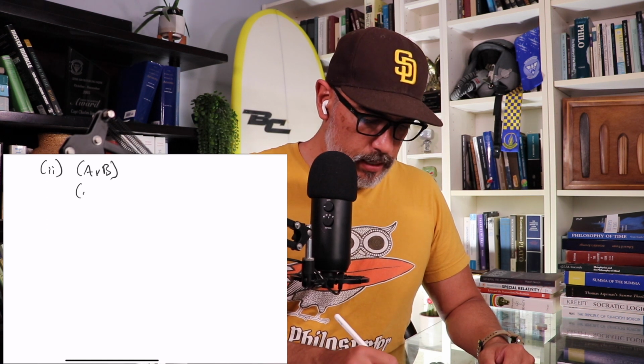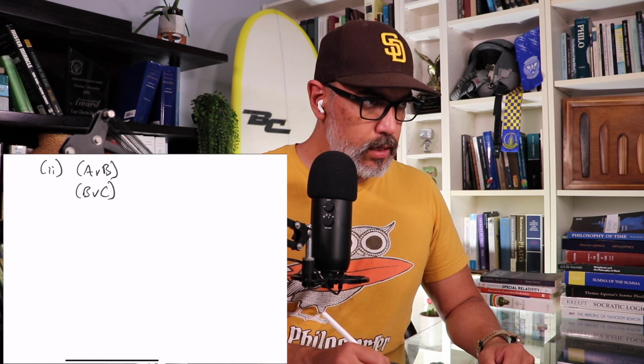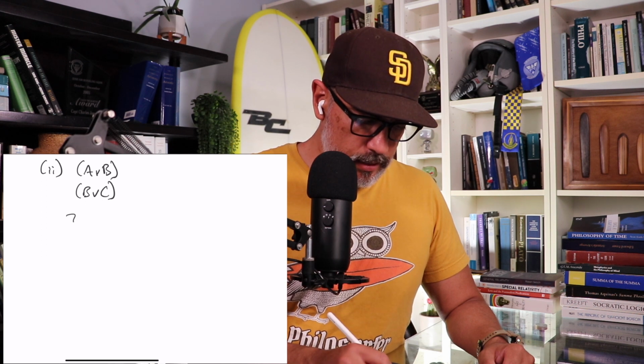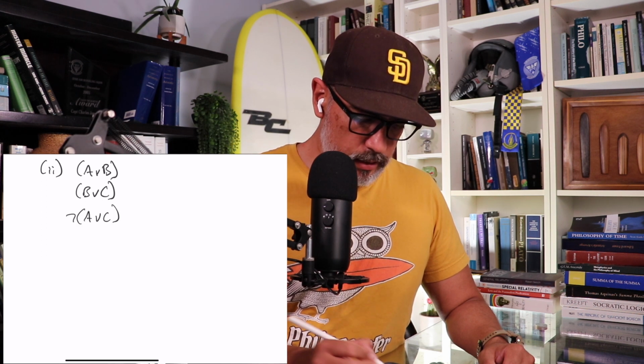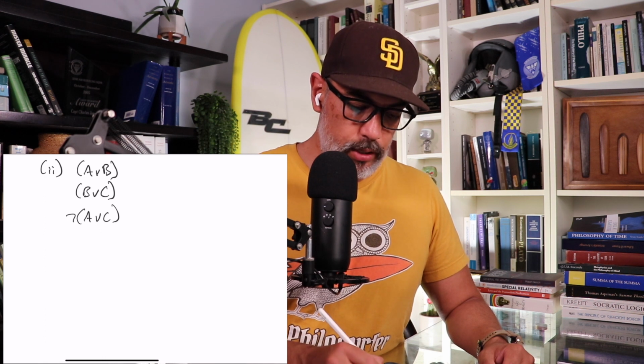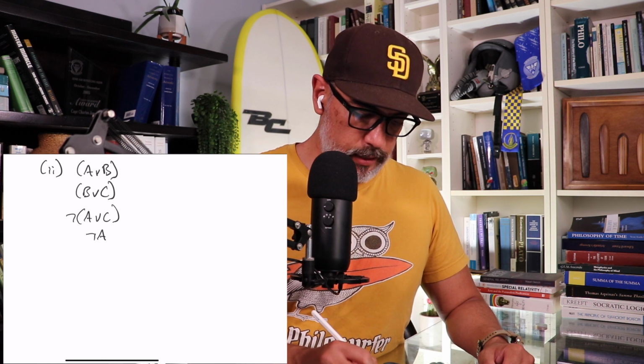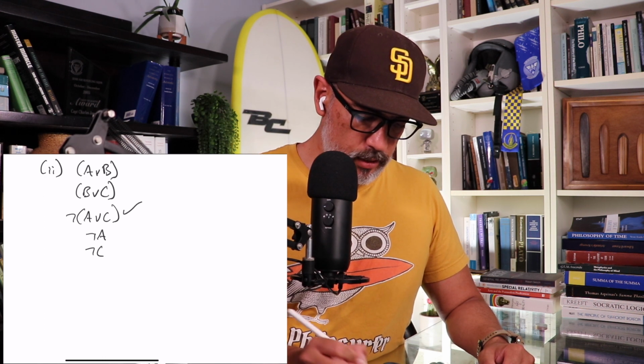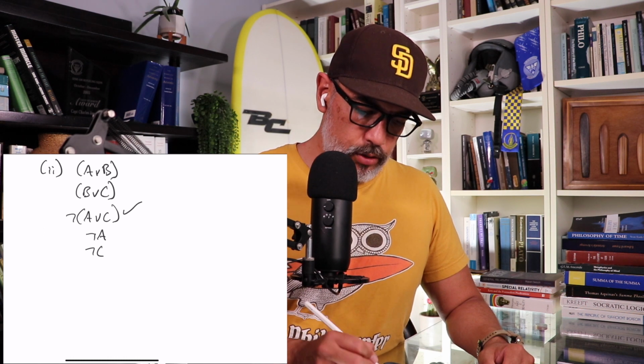2, A or B, B or C, not A or C. First, we want to do the negation of that disjunction, and that looks like this: not A, not C, check.